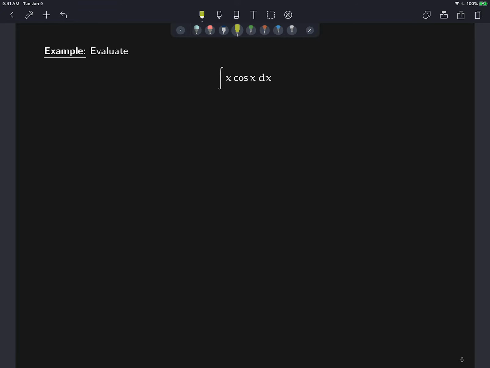Now, who do I pick for u and who do I pick for dv? Remember, the integral of u dv equals uv minus integral of v du. And I need to pick one of my functions, x or cosine x, as my u, the other one is my dv. Does it matter? Well, think of two things. Whoever I choose for u, I'm going to differentiate. And whoever I choose for dv, I'm going to anti-differentiate or integrate.